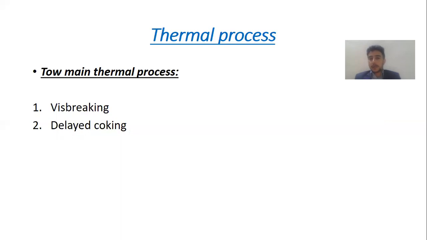We discussed the distillation unit in the refinery, both types, atmospheric and vacuum distillation. Another process in the refinery is the thermal process. This process is very important when you want to produce lighter products from the heavy fractions of crude oil.